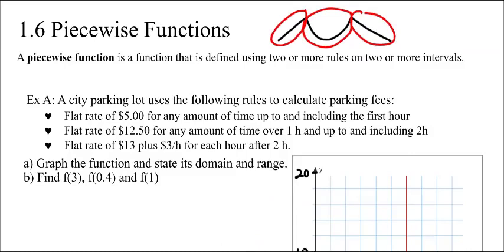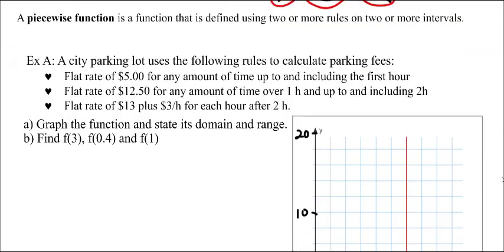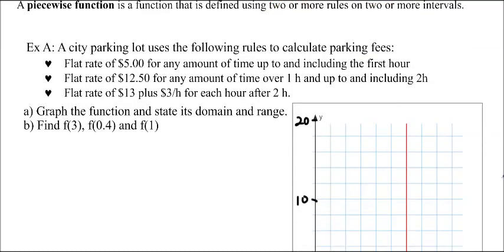So we're going to do an example here. This is an example with different rules for different situations. A city parking lot uses the following rules to calculate parking fees. You've got a $5 flat rate for time up to and including the first hour, a flat rate of $12.50 for any amount of time over 1 hour and up to and including 2 hours, and then $13 plus $3 per hour for each hour after two hours.